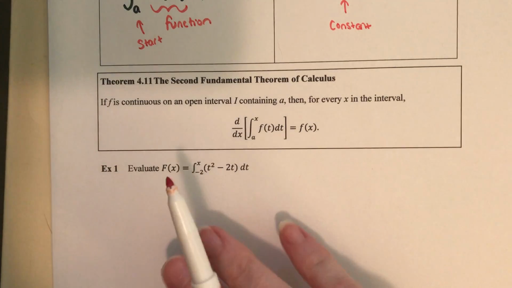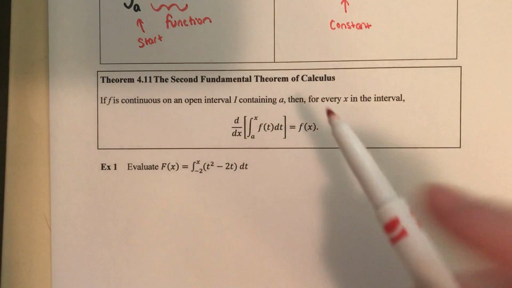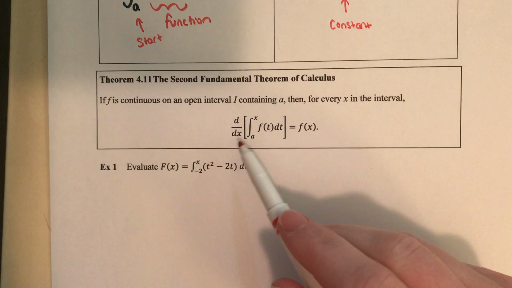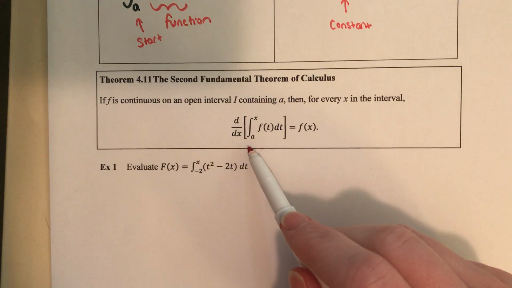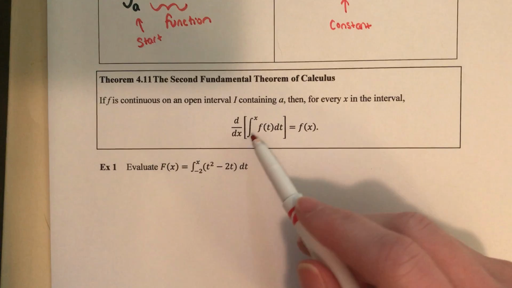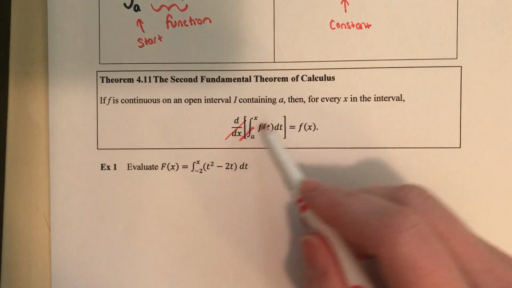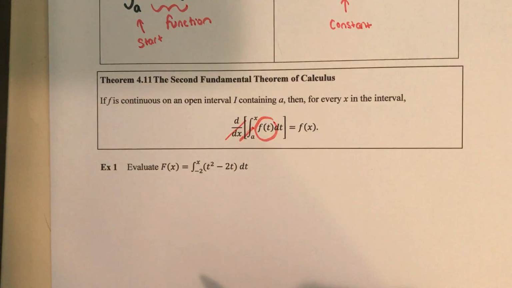So theorem 4.11. Sometimes they'll even ask you to take the derivative of an integral. And what we know about derivatives and integrals, they cancel out. So if that happens, you just get the part inside the integral.